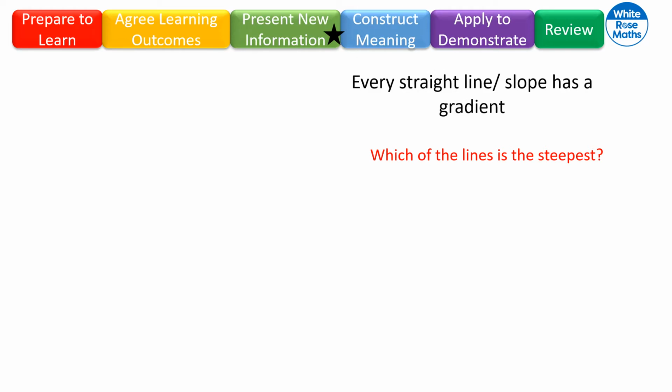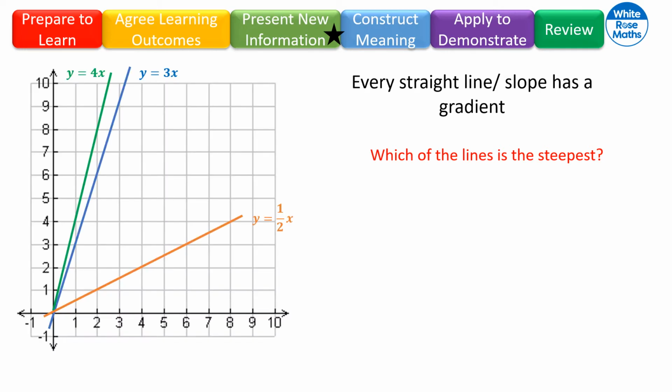Every straight line has a gradient, and that decides which is steeper. I've got three lines on here: y equals 4x in green, y equals 3x in blue, and y equals a half x. Which of these lines is the steepest? You could probably say that the line y equals 4x is the steepest, because you can see clearly that if that green line was a hill, it would be quite steep and quite tricky to walk up.